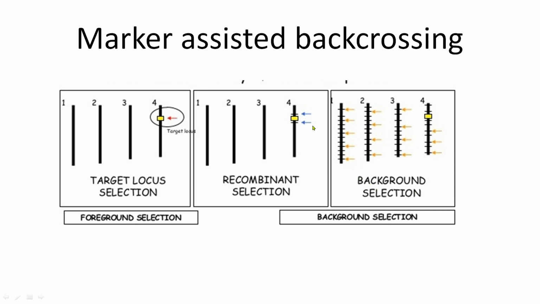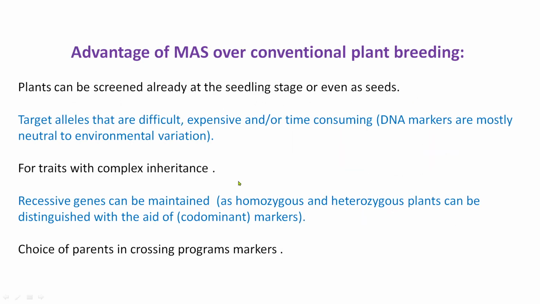This is one of the advantages of marker-assisted backcrossing: continuous rounds of recurrent selection can be avoided by selecting markers which are not linked with the gene of interest but are linked with all the other genes associated with the recurrent parent. So we have three different types of selection: foreground selection, recombinant selection and background selection.